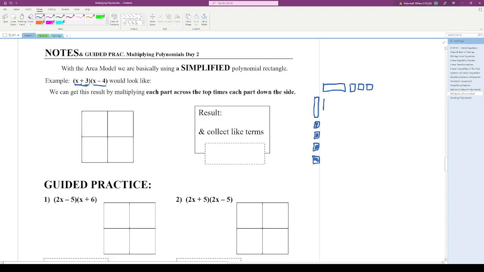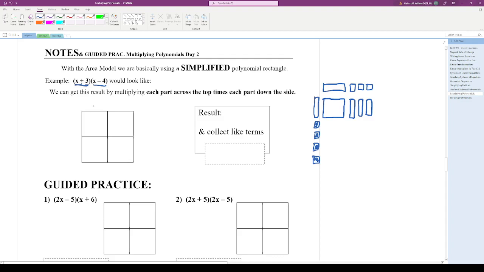So this is x times x right here, gives us a big x squared. This x times this 1 here gives us an x, and then another x, and then another x, and so on. So we filled in this whole grid and counted up how many pieces we had to get our result, our product of these two binomials.